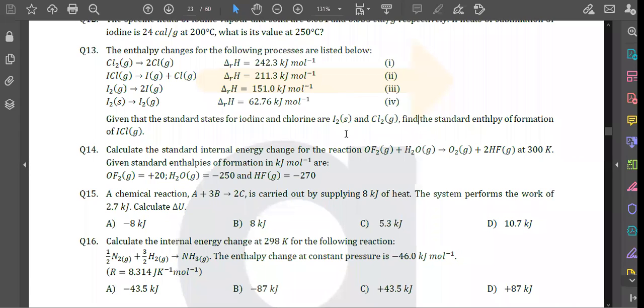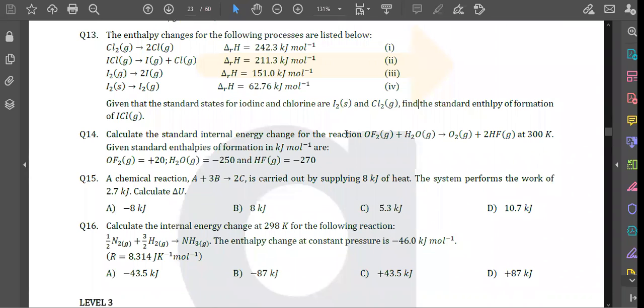14 is an application of Hess law, right? So I guess all of you who have understood question number 13 should be able to understand question number 14. 15 is your basic delta U is equal to Q plus W, the first law of thermodynamics. So 15 would also be easy. 16, if you see question number 16, right? So what is the reaction? Let's see question number 16 first.